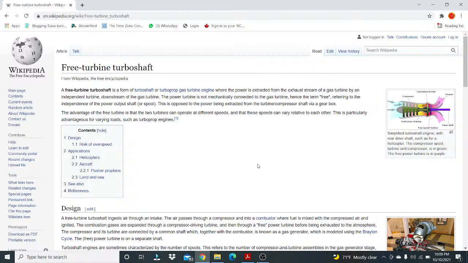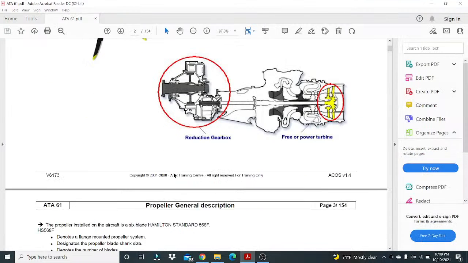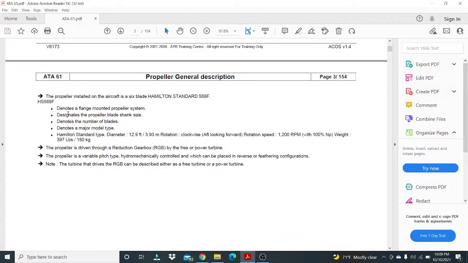The advantage of the free turbine is that the two turbines can operate at different speeds, and that these speeds can vary relative to each other. This is a pretty big advantage for varying loads such as turboprop engines. Okay, cool. So the first bit is clear. Congratulations.